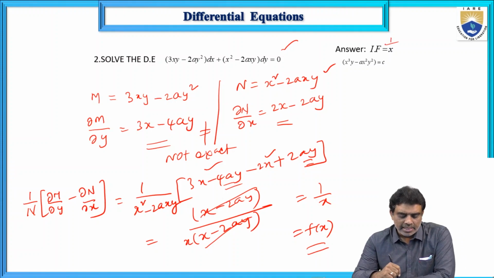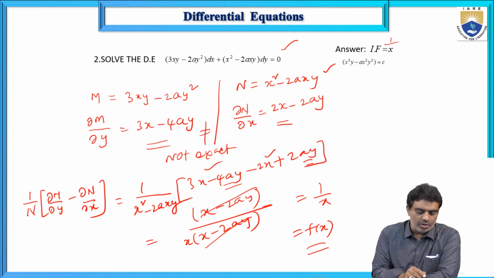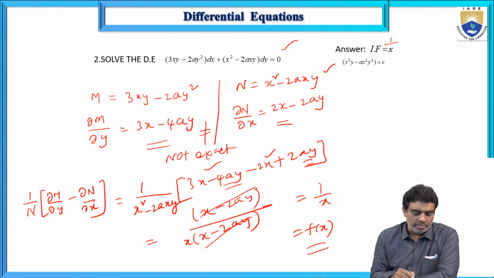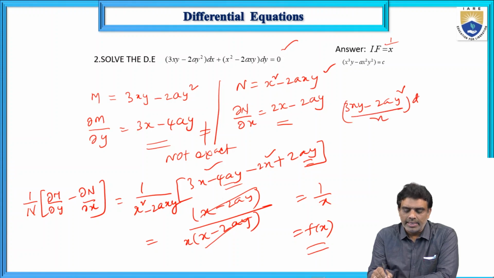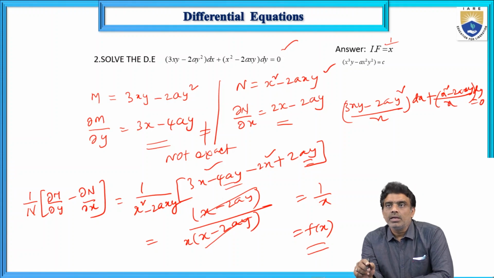Now, multiply the integrating factor with the given equation. What is 1/N times (∂M/∂y − ∂N/∂x)? This is (x − 2ay) over x(x − 2ay), this is 1/x, right? Now, I am multiplying this integrating factor with equation 1. Then what you will get? ((3xy − 2ay²)/x)dx + ((x² − 2axy)/x)dy = 0. Clearly, this equation is an exact equation.